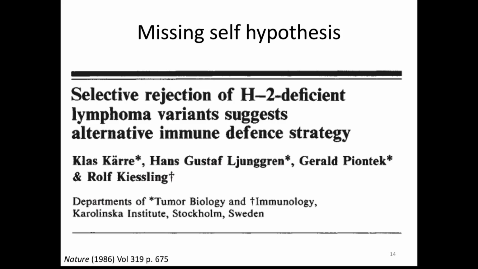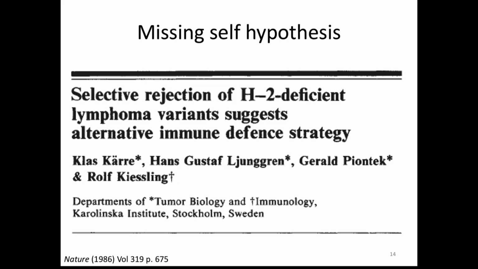So, the selective rejection of H2 deficient lymphoma variants suggests an alternative immune defense strategy. The fact that we killed stuff that didn't have MHC means there's some other type of immune response we didn't know about, is what he saw. And this sort of led to the formation of a hypothesis known as the missing self hypothesis, which you can see is the title here.